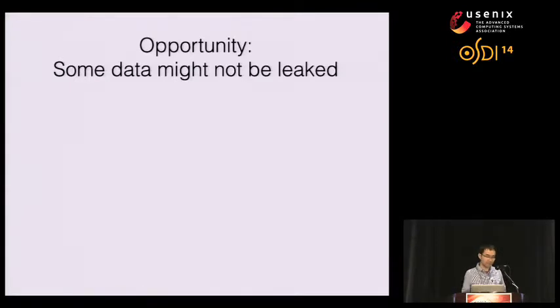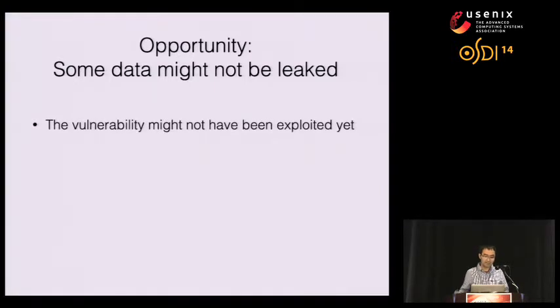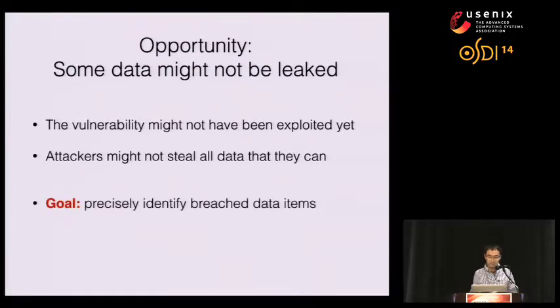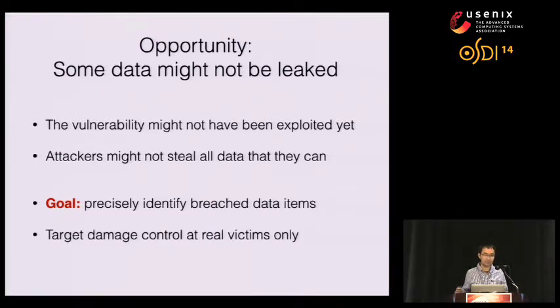Fortunately, there is an opportunity because in many cases, some of the data might not have been disclosed as a result of the vulnerability. In the best case, the vulnerability might not have been exploited yet. So in this case, actually we don't have to do anything at all. Even when the attacker breaks in, she might not have gained access to some of the data. So one important goal here is to precisely identify breached data items. If we could do this, we can target the damage control at real victims only and reduce the cost.